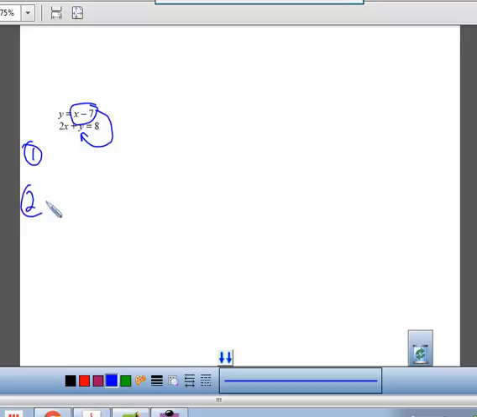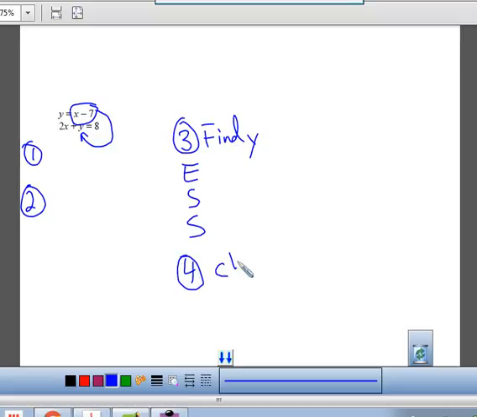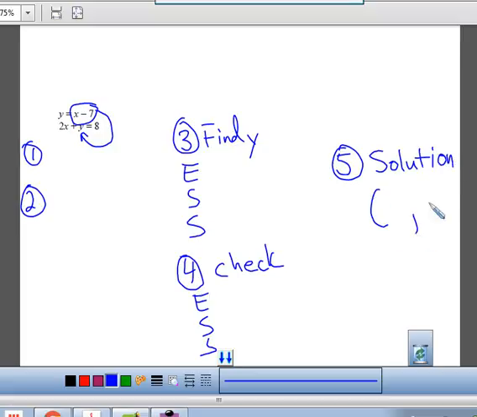Step 2, you're going to solve. Step 3, you're going to find y, and you'll do that by using ESS. Step 4 is the check. Again, you're going to use ESS. And then step 5 is, what is the solution? Now, when you are done, you should have an answer that looks like a point.